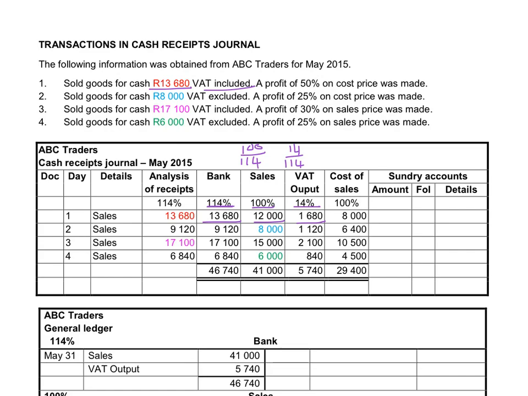That means the cost price equals 100, the profit equals 50, and the sales price 150. The cost price must be calculated on the sales price excluding the VAT. So if we want to calculate the cost price, we will say 100 is the cost price and the sales price is 150 times the 12,000 Rand sales price, and that will give me 8,000 Rand.